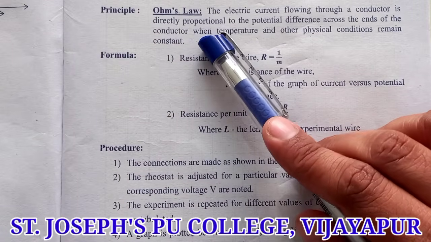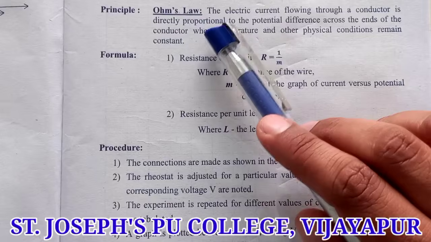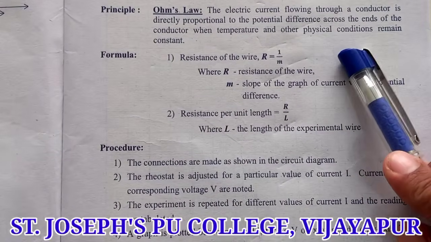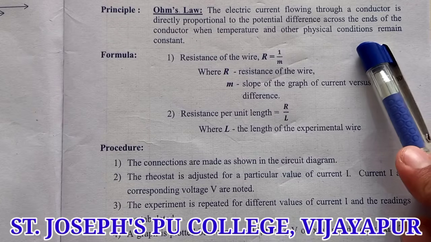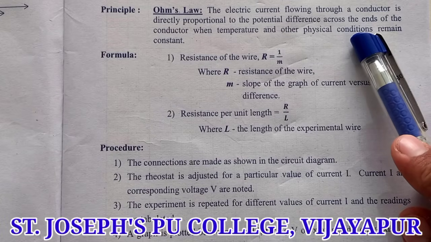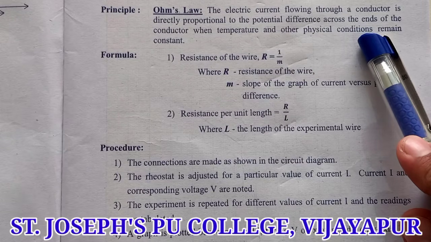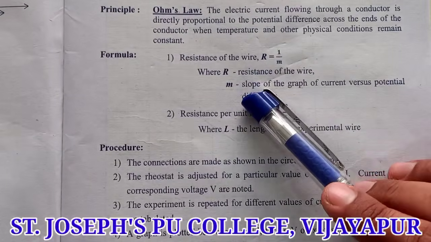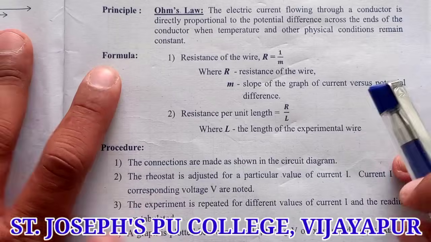I hope it's clear that we already know Ohm's law states that the electric current flowing through a conductor is directly proportional to the potential difference across its ends when temperature and other physical conditions remain constant. So by using this principle, the experiment on resistance per unit length of the wire works. The next important thing is the formula of the experiment.